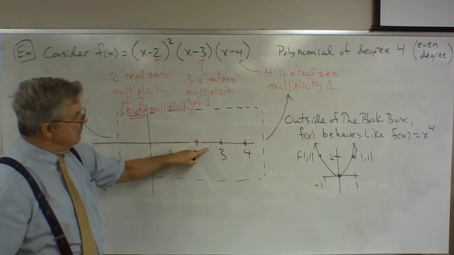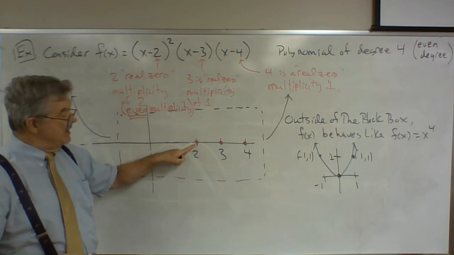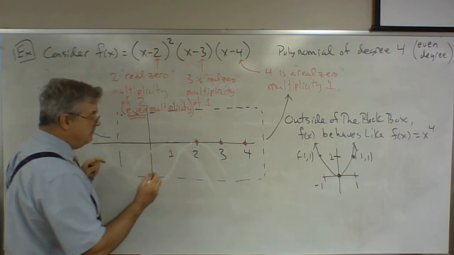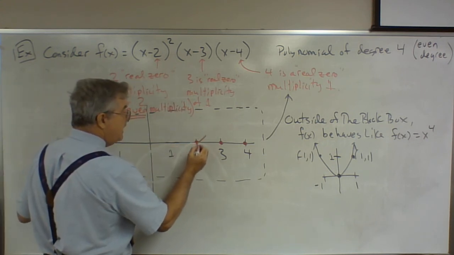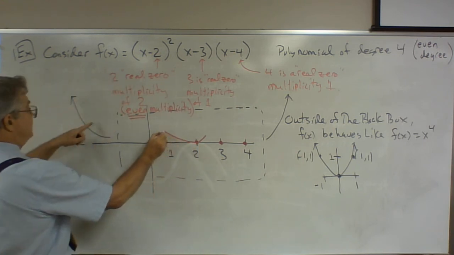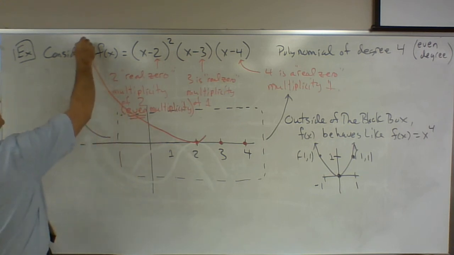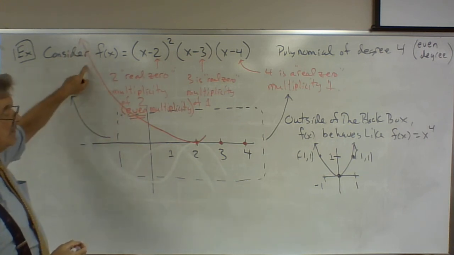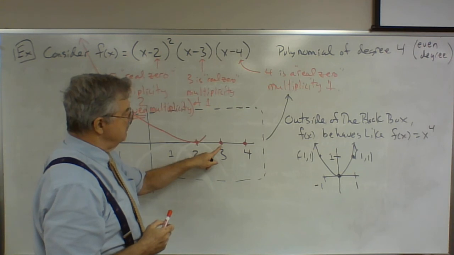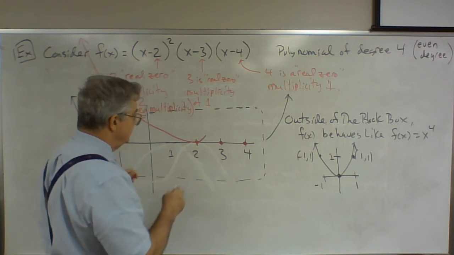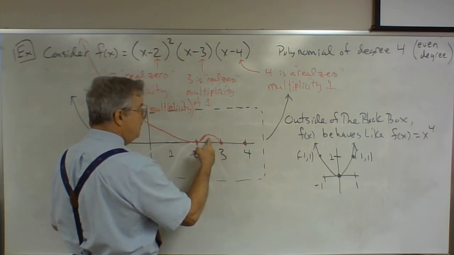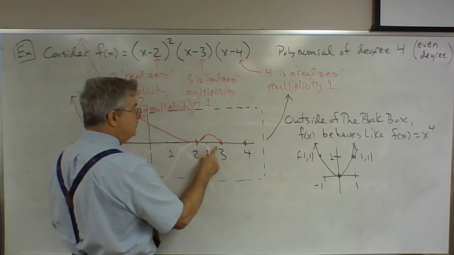Well, it's true. The graph does kiss the x-axis right at this point. The graph touches the x-axis at this point, but it doesn't cross. And it has to do it like this. And the graph has to go upward this way and continue out of the black box and go like this. Now, the graph has to cross the x-axis at 3. So guess what happens? We have to have a turning point here, at least one, somewhere between 2 and 3.